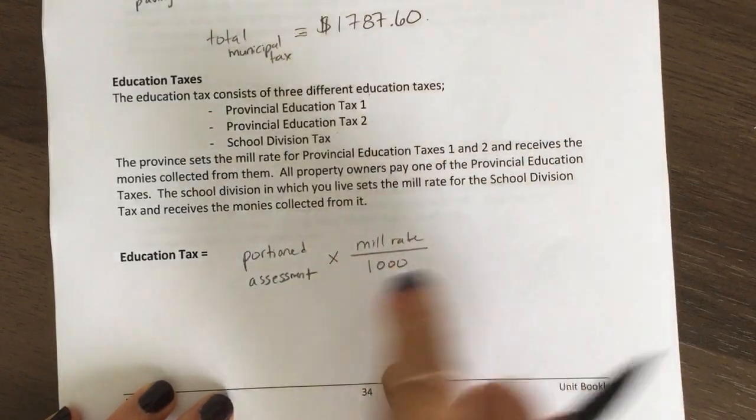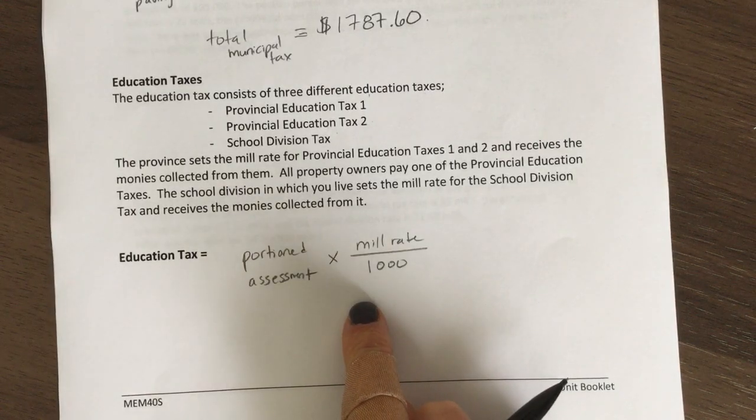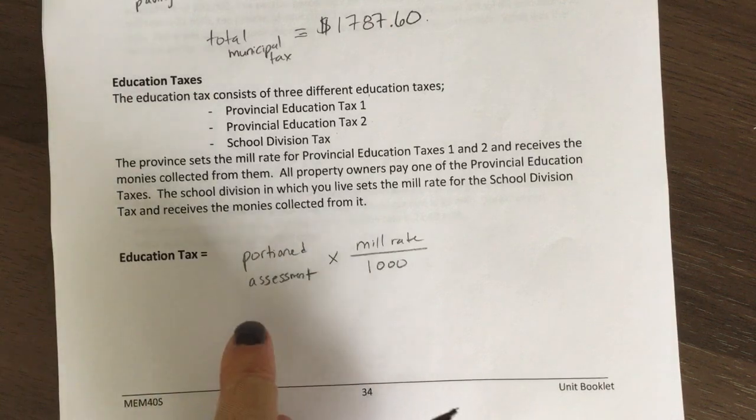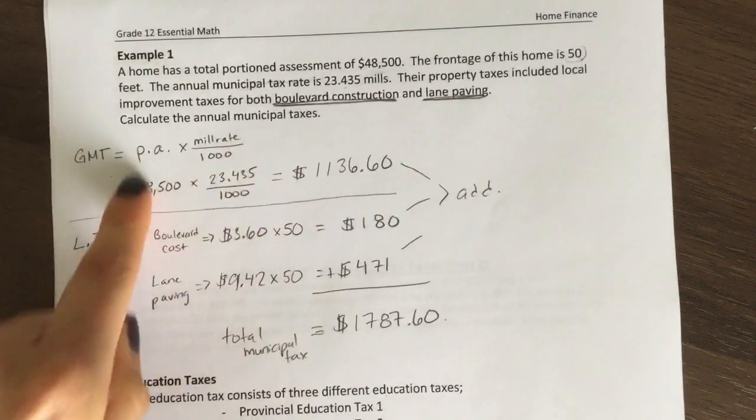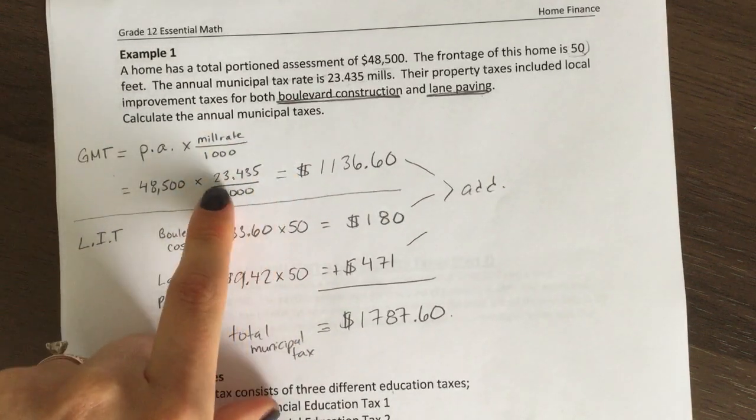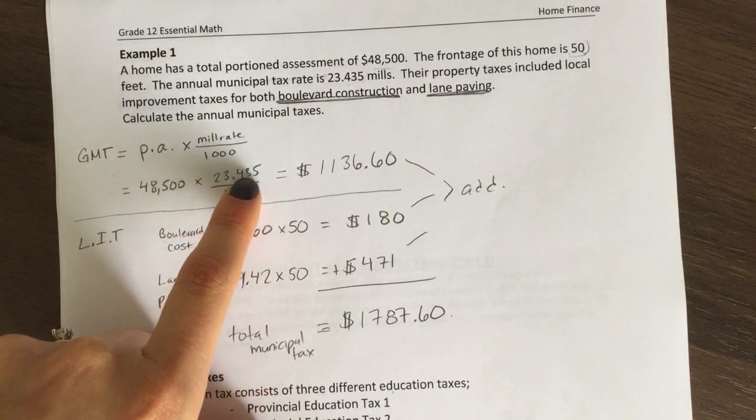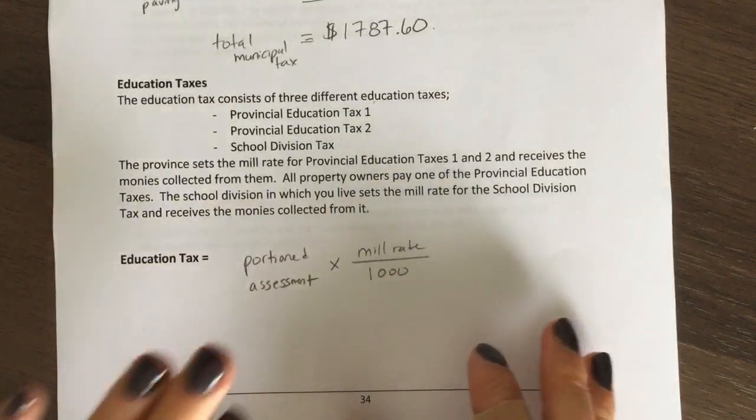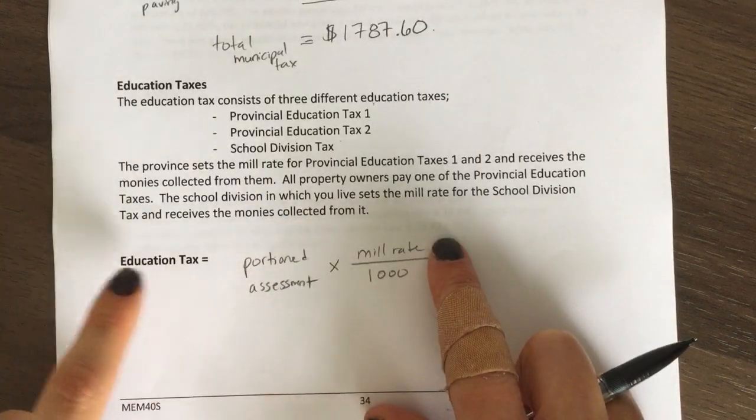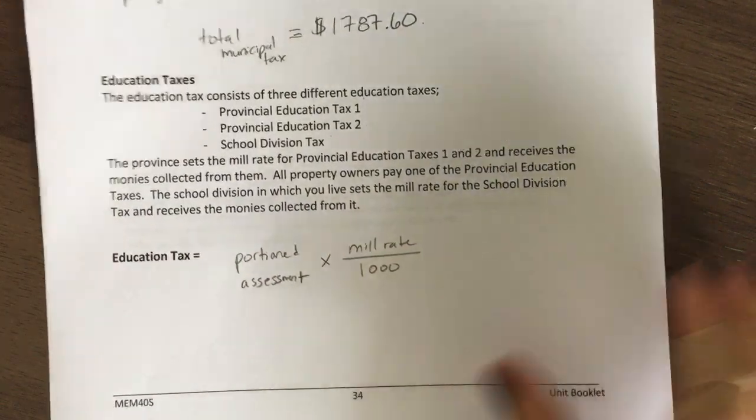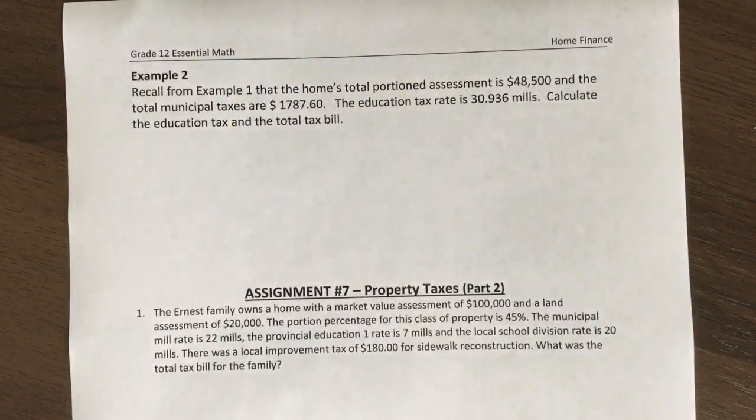divided by 1,000. Now this might look just like the general municipal tax that we did before, but the mill rate for the education tax is going to be different than the mill rate for the general municipal tax. So our mill rate here for our general municipal tax was 23.435 mils. You're going to notice that it's different for education tax. So it's calculated the same way, but the mill rate's going to be different for education tax. So let's take a look at the next example. This is our last one for this section.